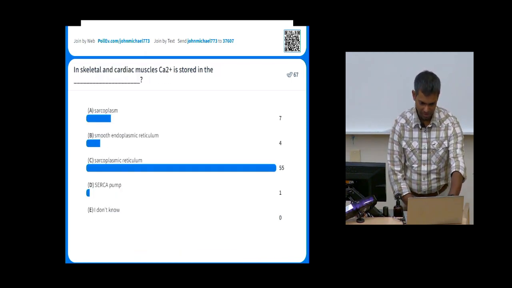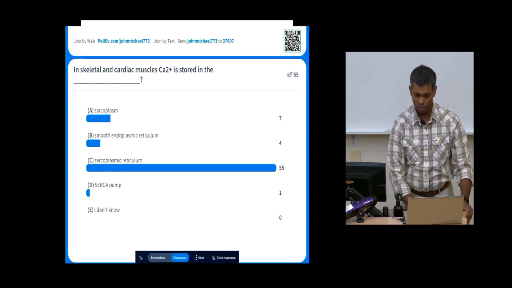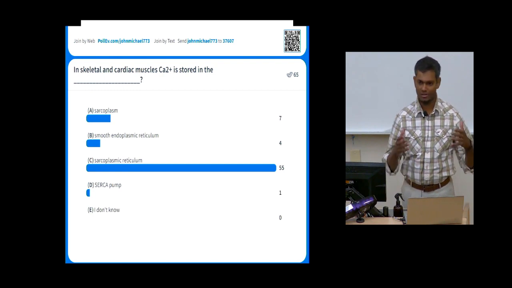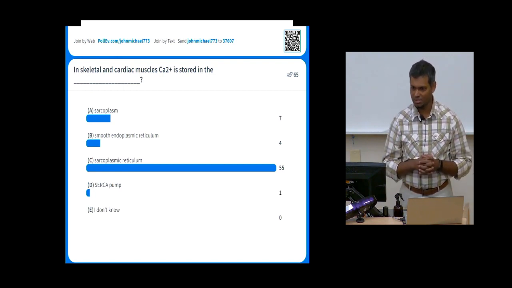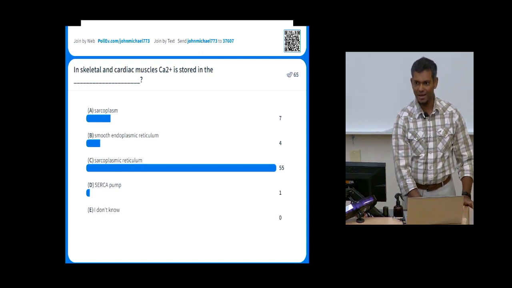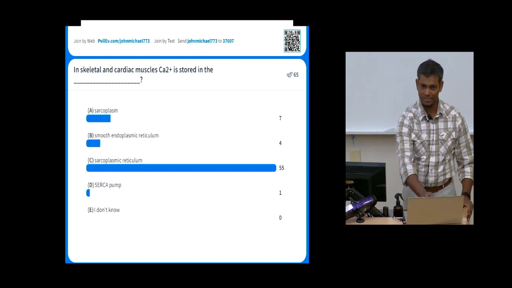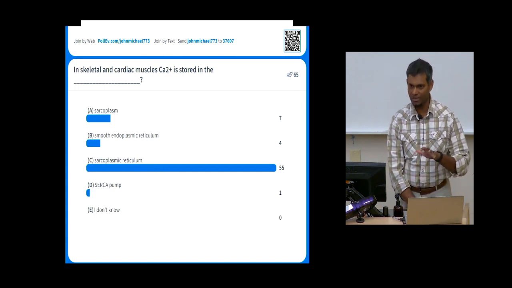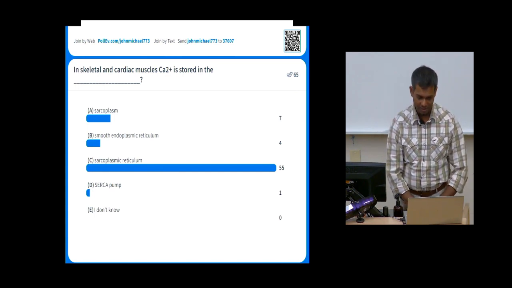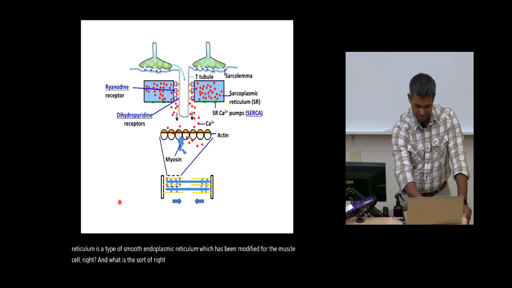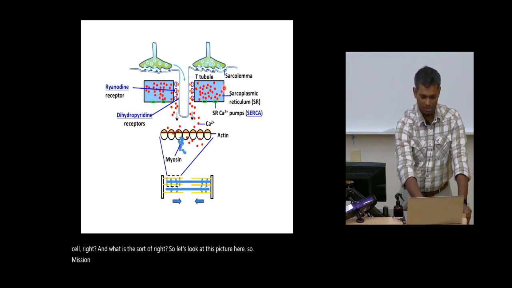Okay, most of you said sarcoplasmic reticulum, and that is correct, right? For those of you who had sarcoplasm, that is just referring to the cytoplasm inside the muscle cell, right? And the smooth endoplasmic reticulum is not the right term. Sarcoplasmic reticulum is a type of smooth endoplasmic reticulum which has been modified for the muscle cell, right? And what is the SERCA pump, right? So let's look at this picture here. So sarcoplasmic reticulum is shown in this blue box.